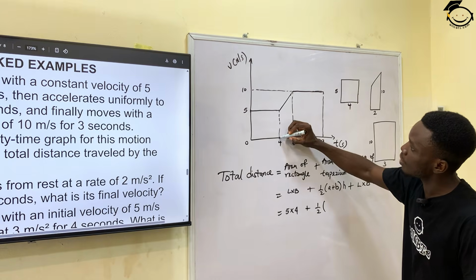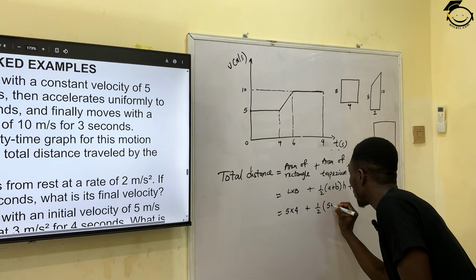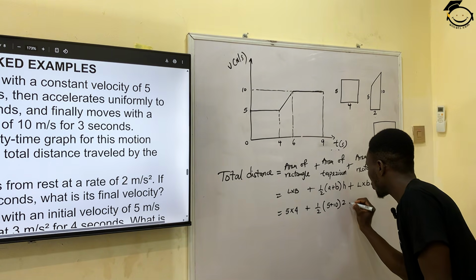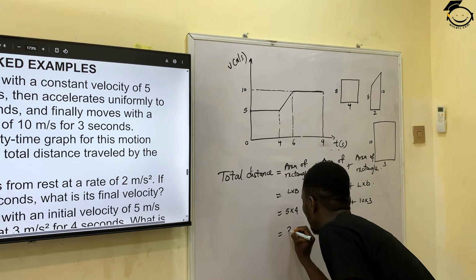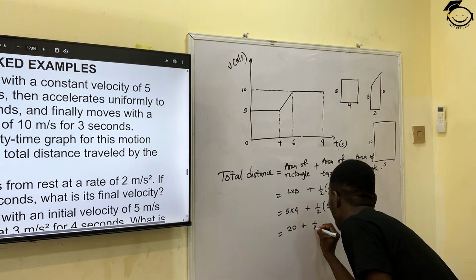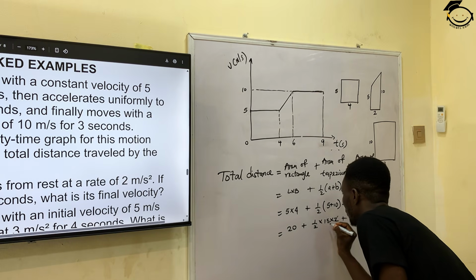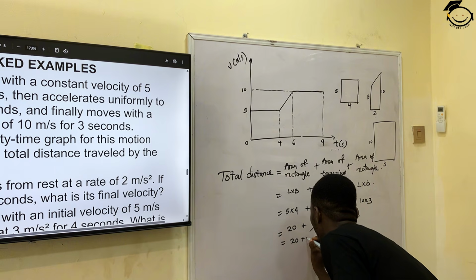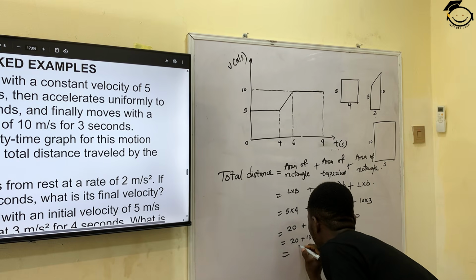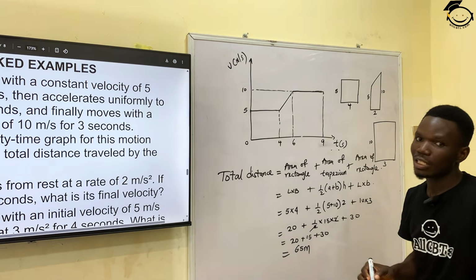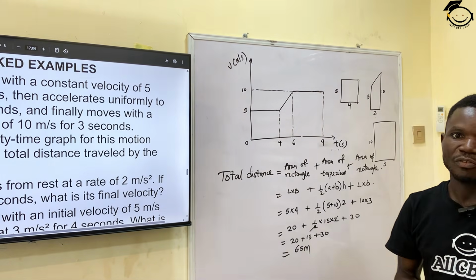Looking at the diagram, from here down to this place is 5, so this part here is 5. So I have 5 plus 10, and my height there is 2, plus 10 times 3. This will give me 20 plus 1/2 times 15 times 2, plus 30. So I have 20 plus 15 plus 30, and that will give me 65 meters. So the total distance traveled by the object in question number 1 is 65 meters.